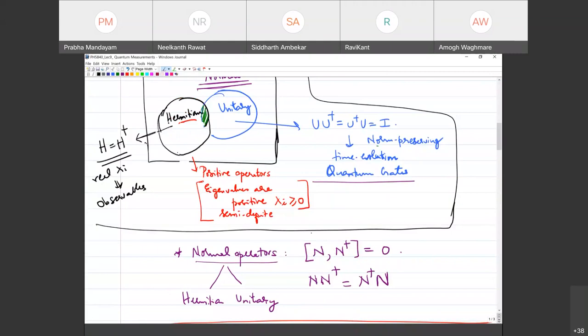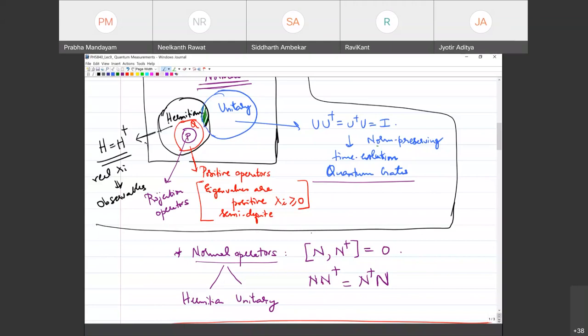Hermitian, inside that you have positive operators, and inside that, let me call the positive operators Q, okay? So I say that Q has positive eigenvalues and P is the class of projection operators which is sitting inside all of this. So will it intersect the green part, the positive operators?